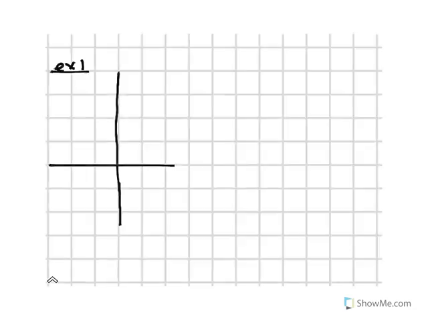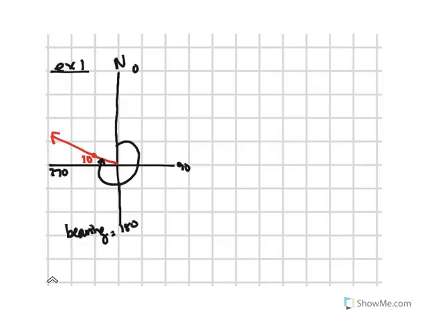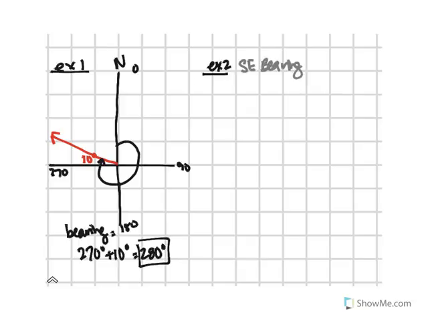So in this example, if I were to draw a vector that made a 10 degree angle with the x-axis, and I wanted you to tell me what its bearing was, you're going to start from north. North is your starting point, and you're going to figure out what its bearing is. So if you remember, this was 0, this was 90, 180, and 270. The bearing would just be 270 degrees plus that 10 degrees, or it'd be a 280 degree bearing vector.